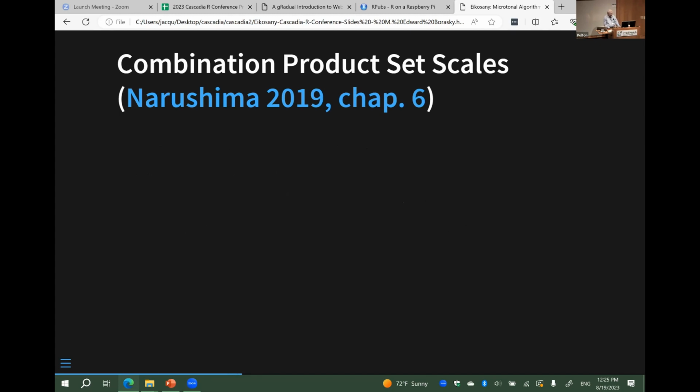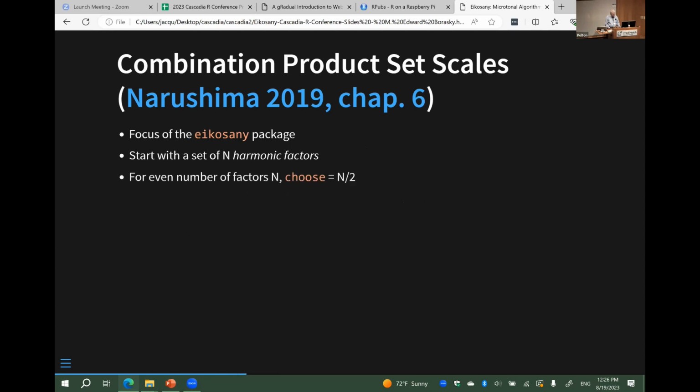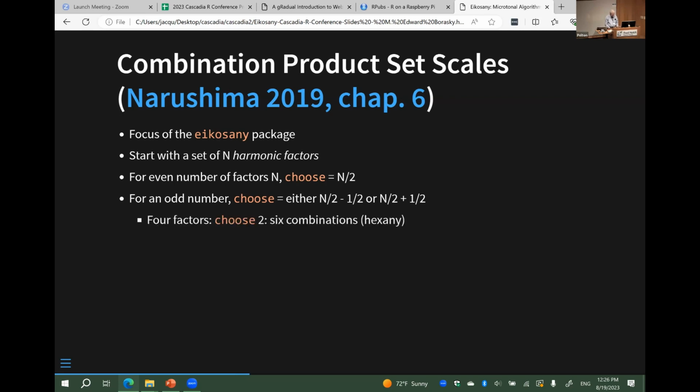Now we get into the math here: combination product set scales. That's the focus of this package. We start with a set of n harmonic factors. For an even number of factors, we choose n over 2 of those factors, and you'll see an illustration of that coming up. For an odd number, you have your choice of either n over 2 minus a half or n over 2 plus a half. So if you have 4 factors, sorry, Dean Oliver, this isn't for you.